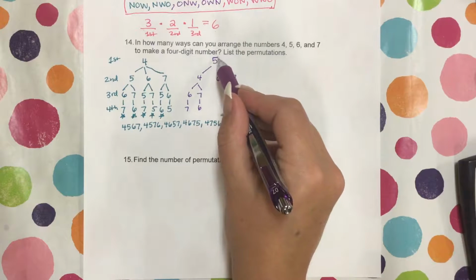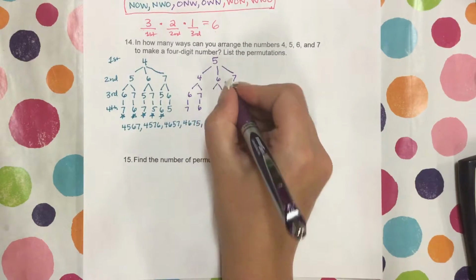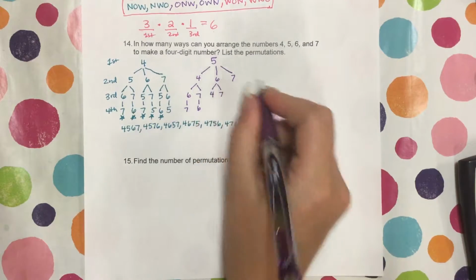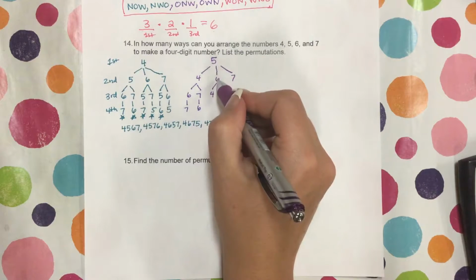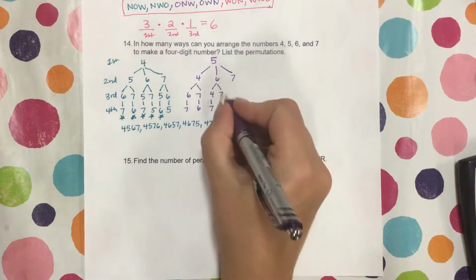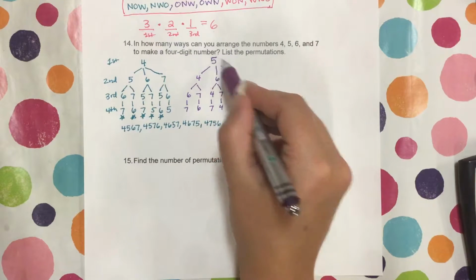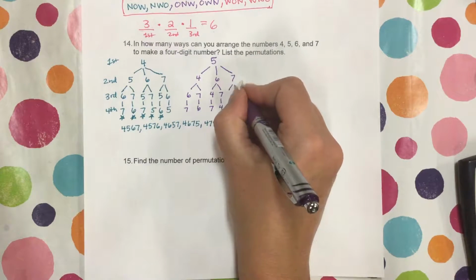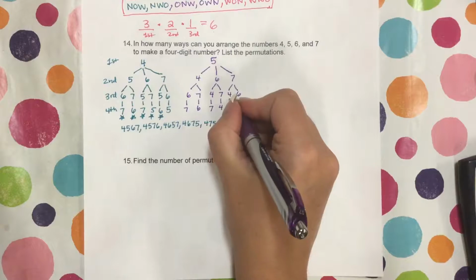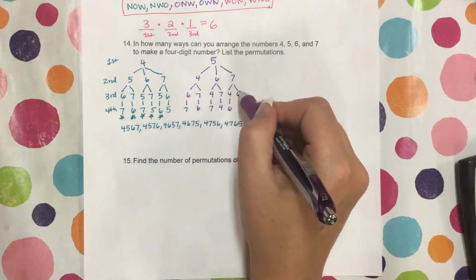Okay, if we go to 5 first and 6 second, for third, we would have two options, which would be 4 or 7. And then for fourth place, if we go 5, 6, 4, it would have to be 7. Or 5, 6, 7, this would have to be 4. And then the other option here, 5 first, 7 second, we would have two options again. We would have 4 and 6, which would mean the fourth would have to be 5, 7, 4, 6, or 5, 7, 6, 4.